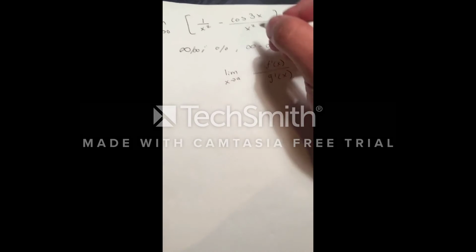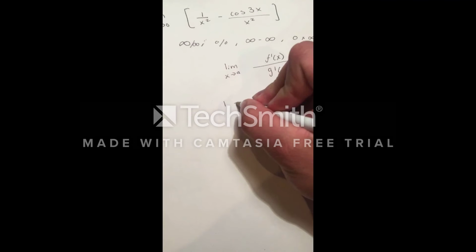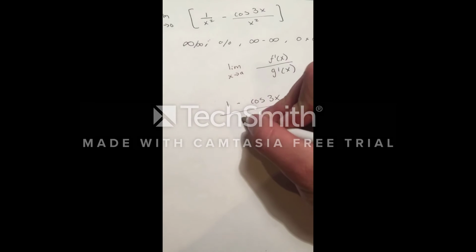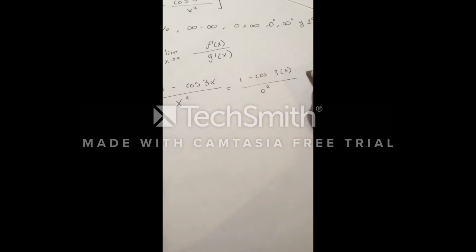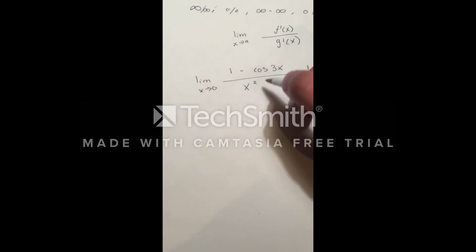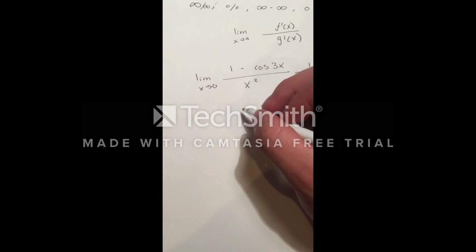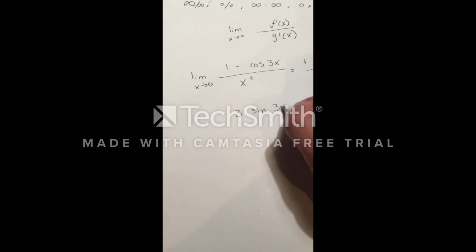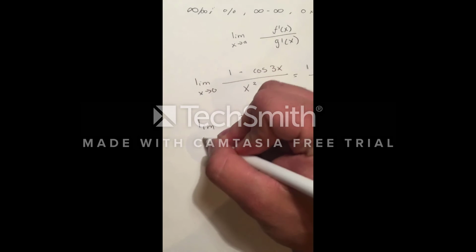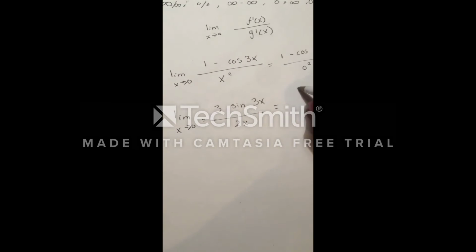So the second step is that we need to write this expression to apply the rule, and it will be 1 minus cosine of 3x over x squared. And then we evaluate, and when we evaluate the expression 1 minus cosine of 3 times 0, we obtain 0 over 0, so we can apply the rule. And the third step is to get the derivative of the top and then of the bottom. So it's 3 sine of 3x divided by 2x, and then we evaluate and we obtain an indefinite value.